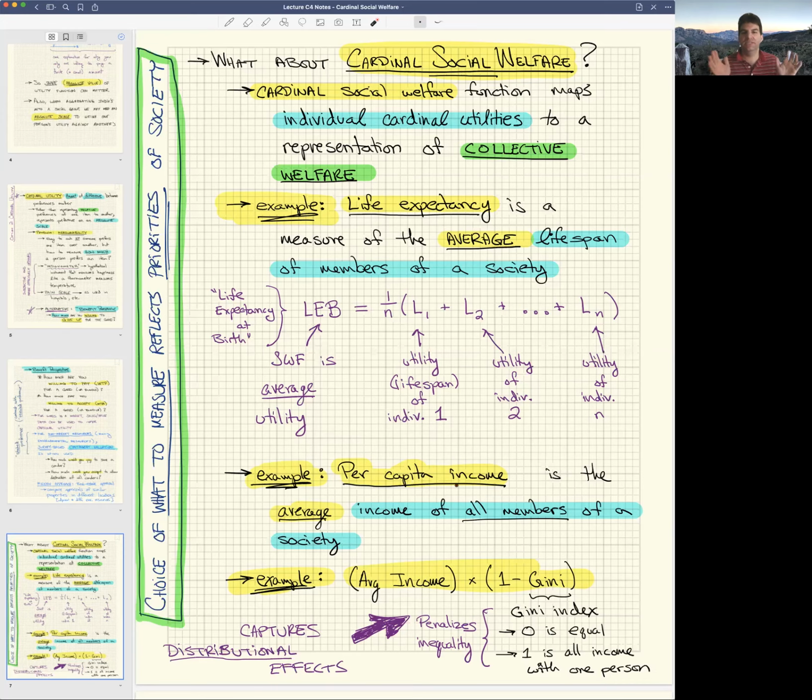You don't care if all of your money is with one group or if it's spread out among many groups. If you instead measure something that includes distributional effects, then you're saying that you're going to give some bonus to spreading that wealth out. And so we can make different choices for these social welfare functions, is what I'm trying to get at there.